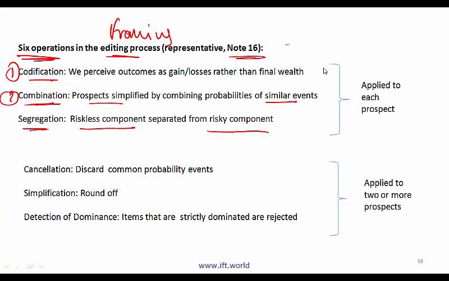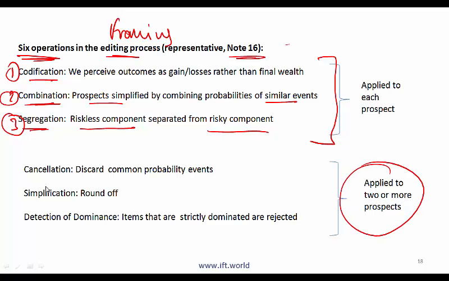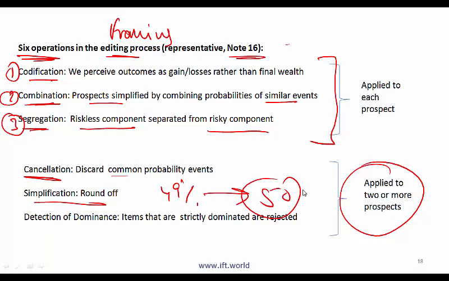Now these three operations are applied to every single prospect. What's a prospect here? When you are making a decision between different alternatives, each alternative is a prospect. So these first three operations are for every single prospect. Then the next three are for two or more prospects, where you do something called cancellation. You discard any common probability events. You also do some simplification, where if you have a return of 49%, you might just round that off to 50%.